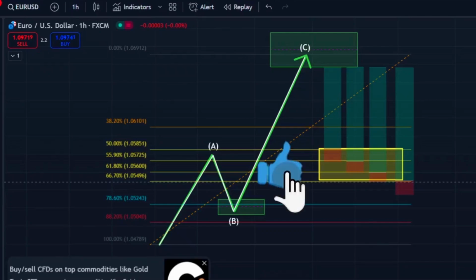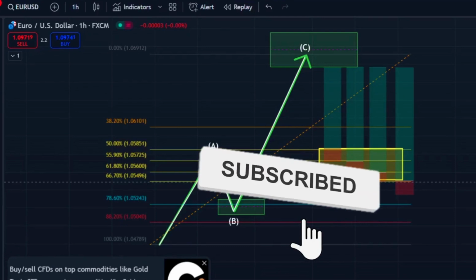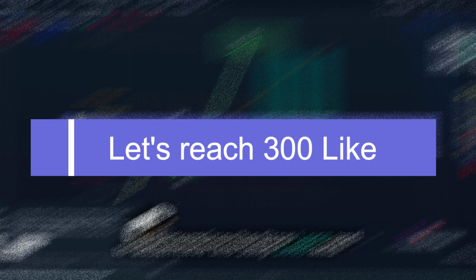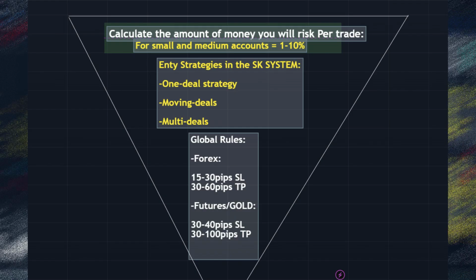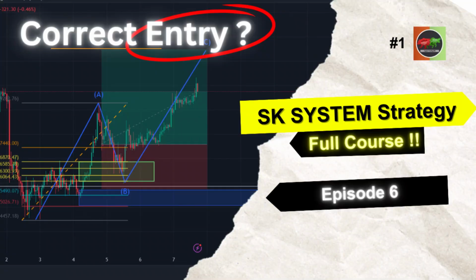In the previous episode of the SK System Strategy course, we talked about the strategy for entering successful trades based on the SK sequence, and we explained in detail how to determine the stop loss and how to determine the take profit based on some rules that I outlined for you in this simple pyramid. If you haven't watched this clip, go back and watch this one, then continue with this one.